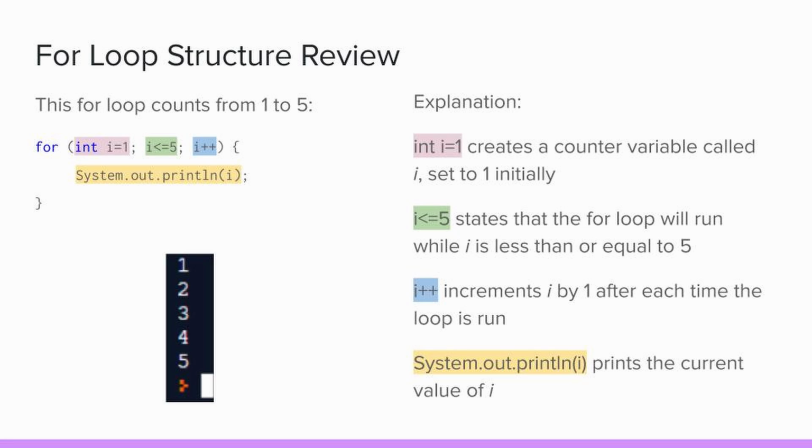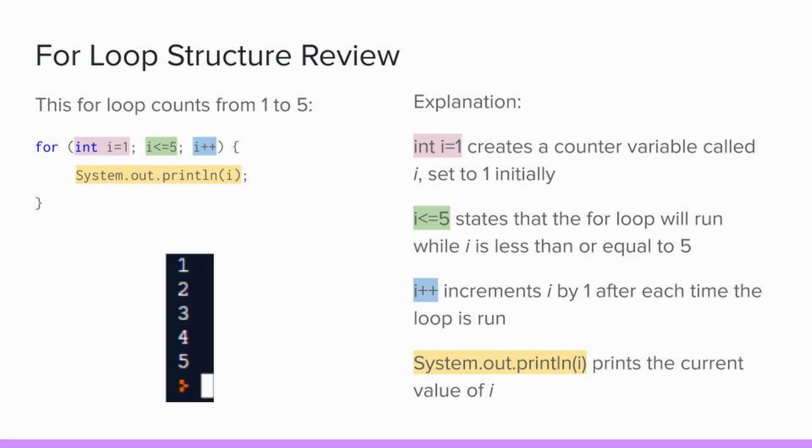The for keyword is followed by an initializer of an integer i. Usually when we create for loops, the integer, or the counter variable, will have the names of i, j, or k. Then we have a condition that determines how many times the loop is run. In this example, our loop will run 5 times since we start at i equals 1 and go until i is less than or equal to 5.